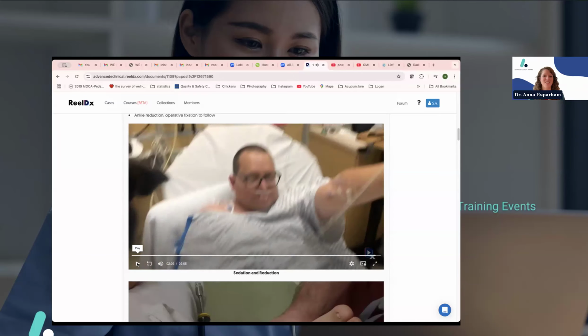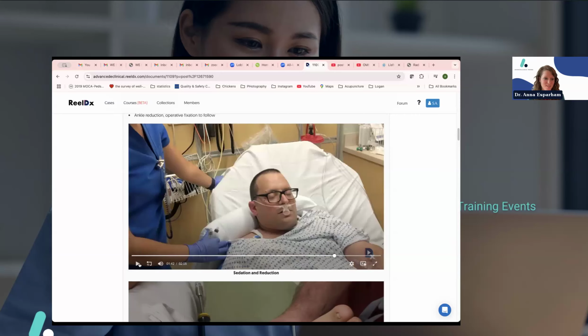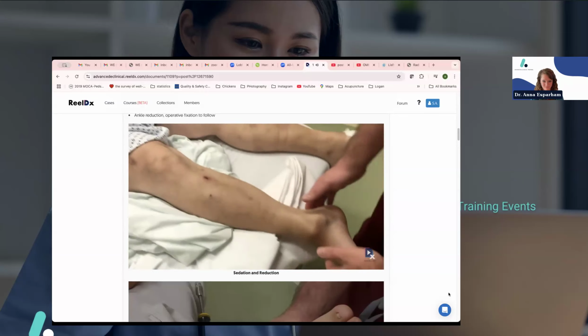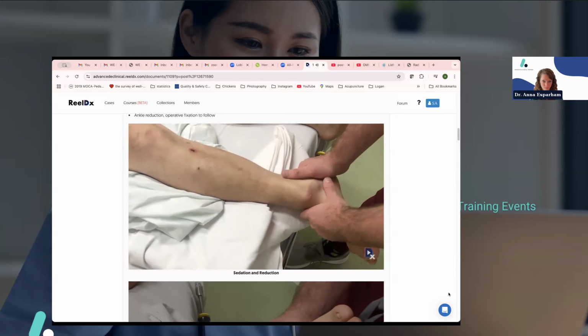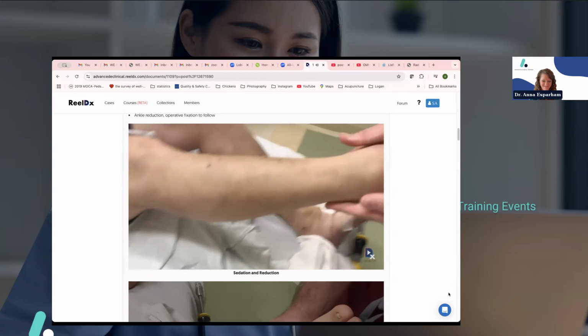Okay, let's watch that again because it's a very quick reduction of that dislocation. Let me see right there. He's going out. All right, so now we're going to pull on this ankle and distract and put it back in place. A nice, strong, gentle pull. All right, you got it back in? I got it back in.